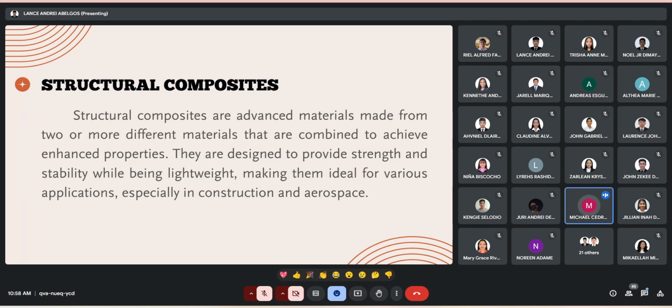These advanced materials are made from two or more different materials, normally composed of both homogeneous and composite materials that are combined to achieve enhanced properties. They are designed to provide utmost strength and stability while keeping the material itself lightweight, making them an ideal material for various applications, especially in the world of construction and aerospace. There are two types of structural composites, which are the laminar composite and sandwich panels.